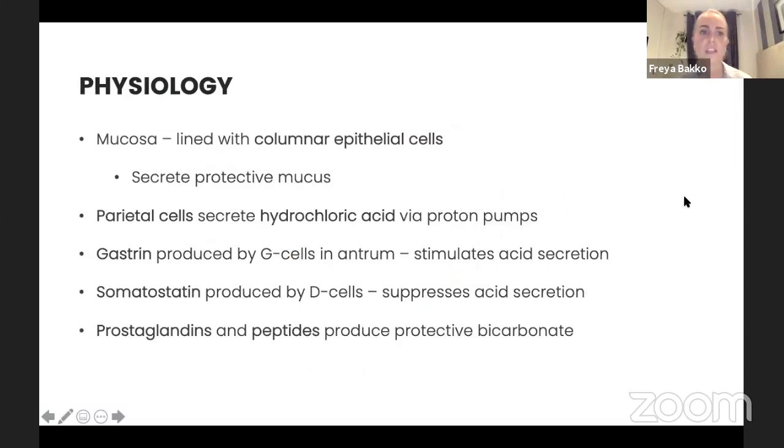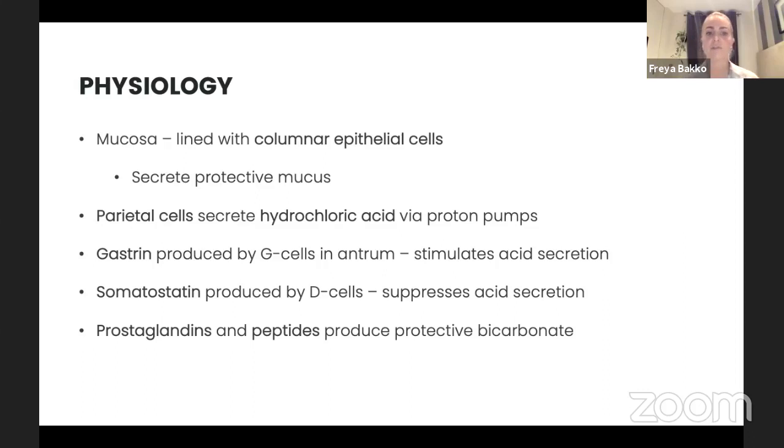We're going to briefly touch on the physiology just to improve your understanding of peptic ulcer disease. So we're going through it quite simply because there's quite a lot of complicated physiology to cover with the stomach. But essentially the stomach is lined by columnar epithelial cells, and these cells secrete a protective mucus that protects the epithelial layer from the acidic stomach environment. The parietal cells secrete hydrochloric acid via proton pumps, and this hydrochloric acid is important to digest the stomach contents and also activates other cells such as pepsinogen.